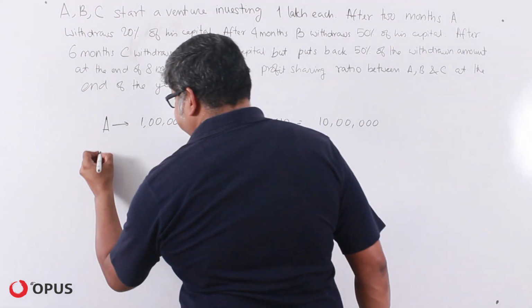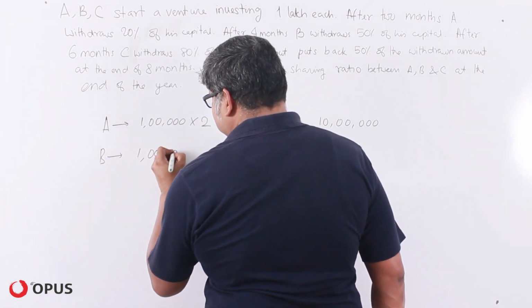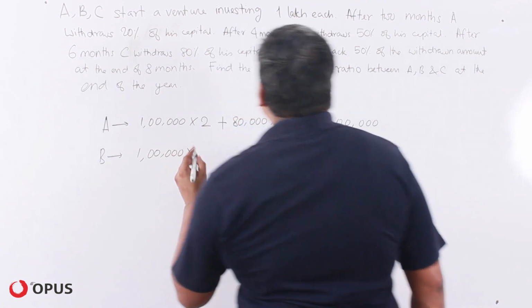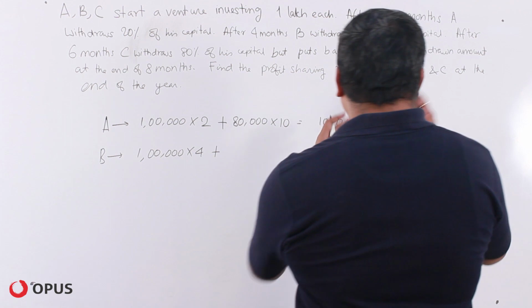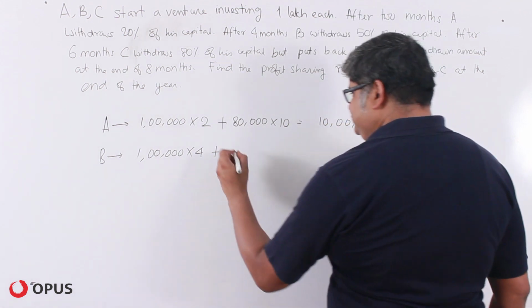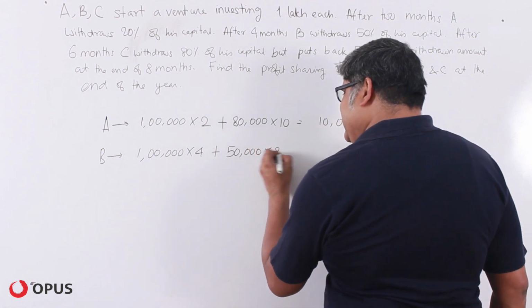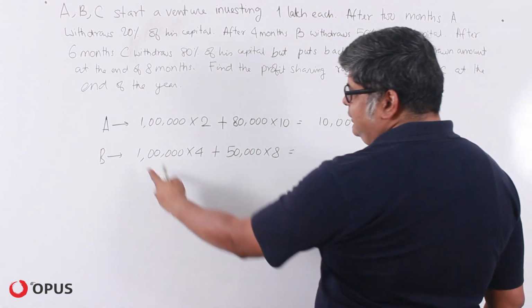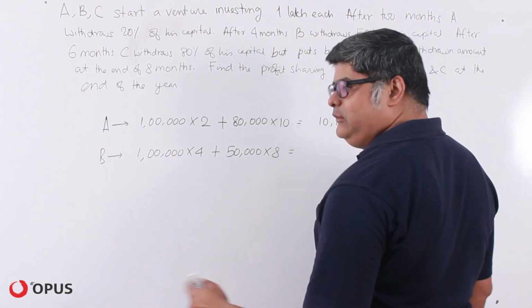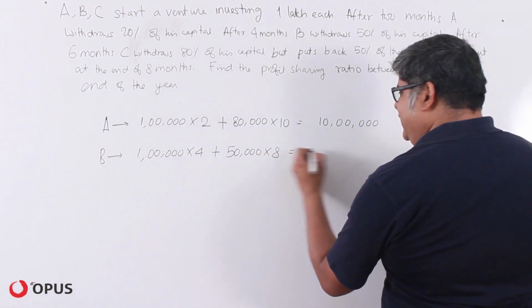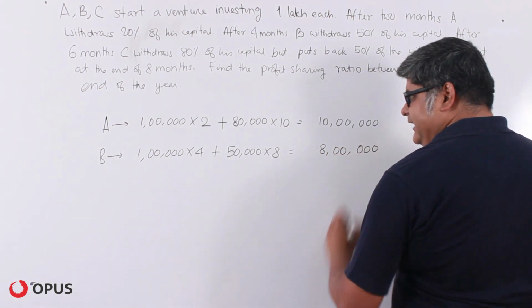Now let's look at B. B's 1 lakh was valid for 4 months and he withdraws 50% of his capital, so 50,000 was left in the business for the remaining 8 months. So if you do the math, 1 lakh into 4 is 4 lakhs and 8 into 50,000 is also 4 lakhs, so we have 8 lakhs. So his equivalent capital for the entire year is 8 lakhs.